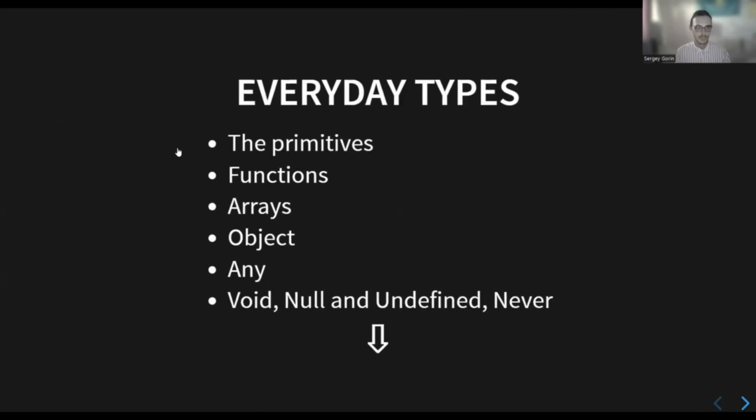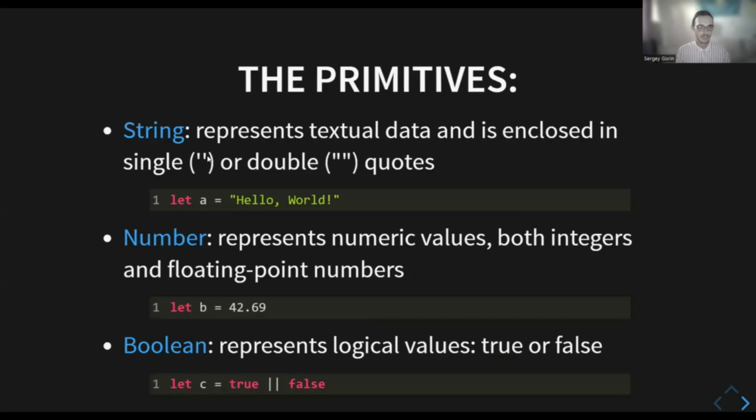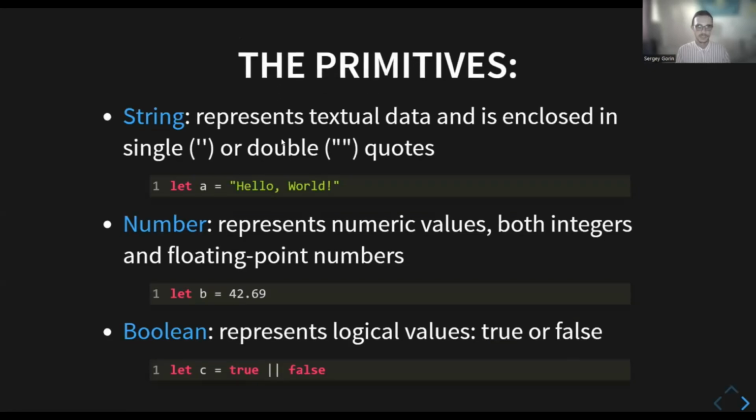features. In TypeScript, everyday types refer to common and frequently used data types that developers encounter in their everyday coding tasks. These types are fundamental and practical, making them essential for writing TypeScript code efficiently. Let's explore some of these everyday types. String represents textual data. Number represents numeric values. And boolean represents logical values.